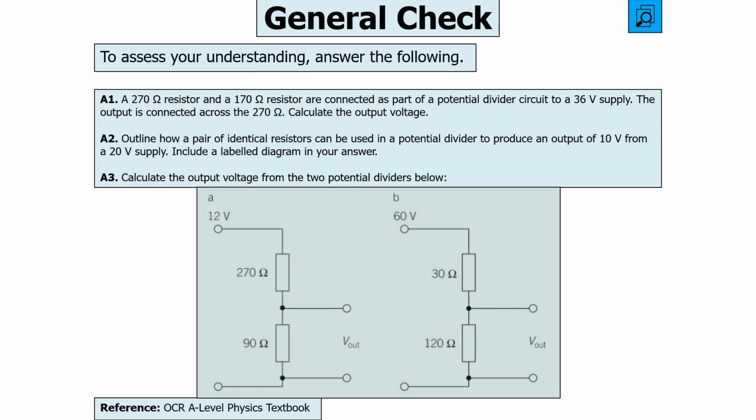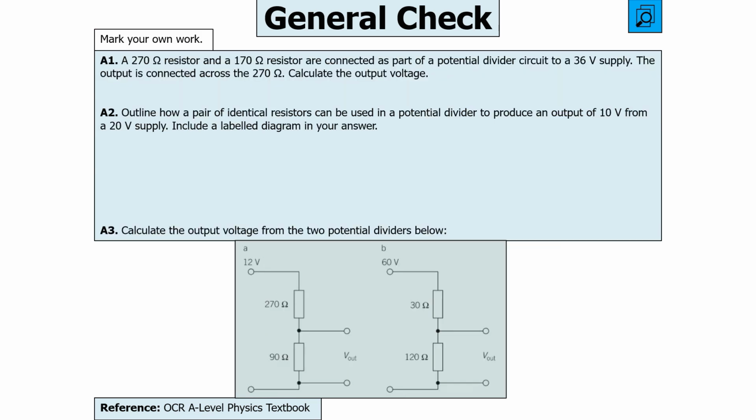Calculate the output voltage. Then outline how a pair of identical resistors can be used in a potential divider to produce an output of 10 volts from a 20 volt supply. Include a labelled diagram in your answer. And then finally calculate the output voltage from the two potential dividers below. So pause the video now, then unpause the video when you want to go through your answer.